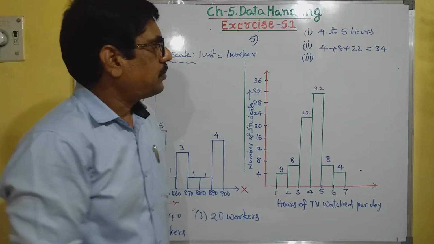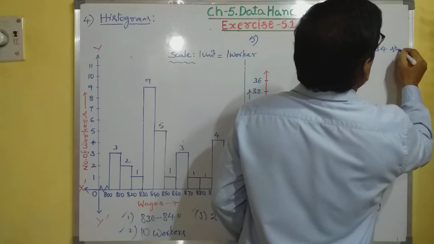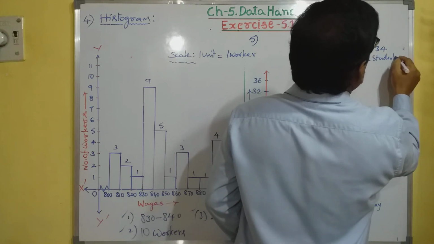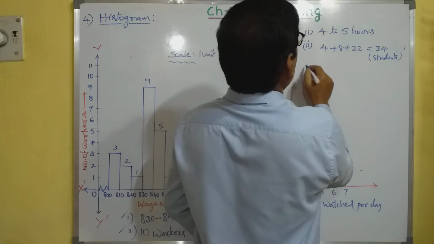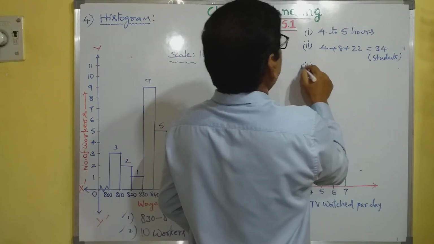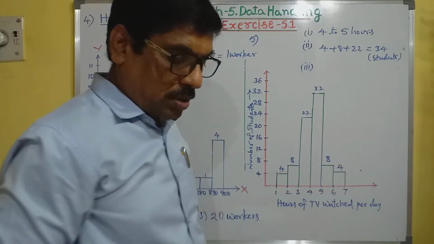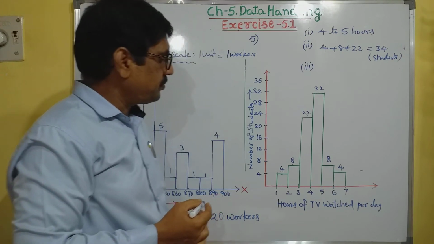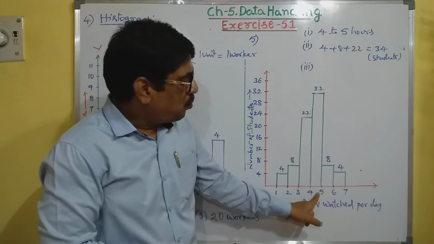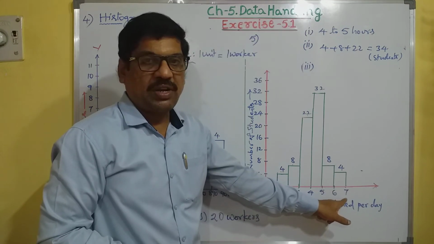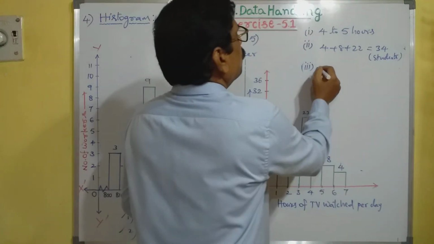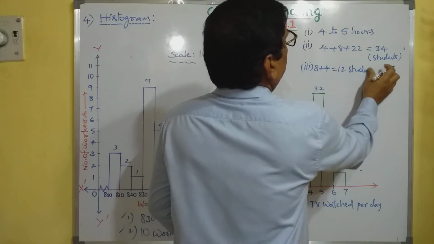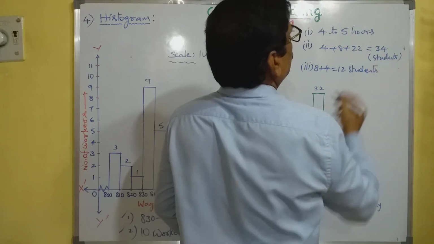Now, next one. Here I will write. Now, the third one. Now, how many students spent more than 5 hours in watching TV? More than 5 hours means it may be 5 to 6 hours or 6 to 7 hours. So, we have to add this and this. So, answer is 8 plus 4 is equal to 12 students. 8 plus 4, 12 students.